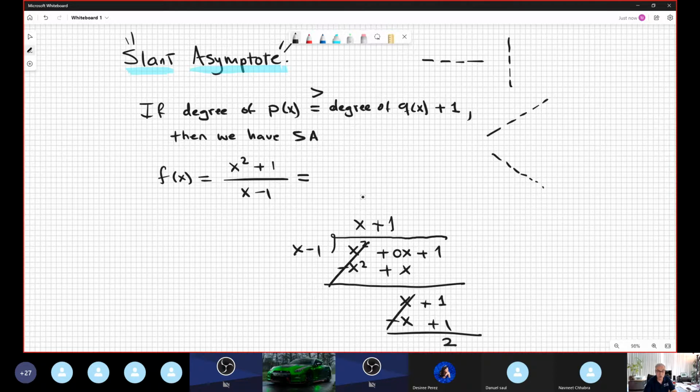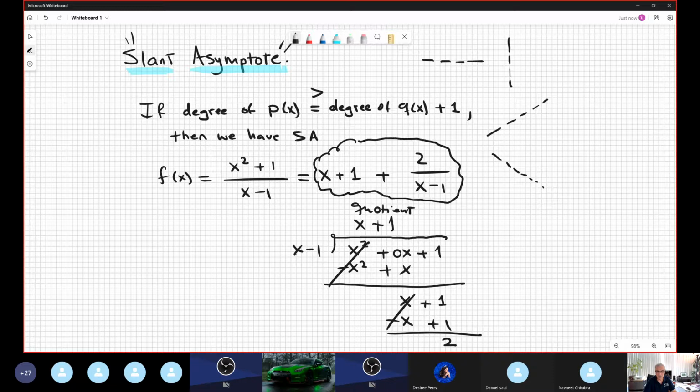Well, the conclusion is that algebraically, this quotient is equivalent to x plus 1, that is the quotient part, plus the remainder 2 divided by the divisor x minus 1. So actually, I don't discover anything new. This is perfectly equivalent, 100% algebraically, with this. However, I can see clearly that the linear part represents the line y equals x plus 1. And this line is the slant asymptote.